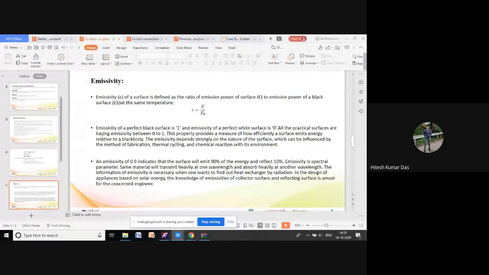The emissivity for a black surface is always 1. The emissivity of a perfect white surface is 0. If anywhere emissivity is mentioned as 0.9, that means the surface will emit 90% of energy and reflect 10% of energy, as it is written here. The information of emissivity is necessary when one wants to find out heat exchange by radiation. In the design of appliances based on solar energy, the knowledge of emissivity of collector surface and reflecting surface is almost essential for the engineer.